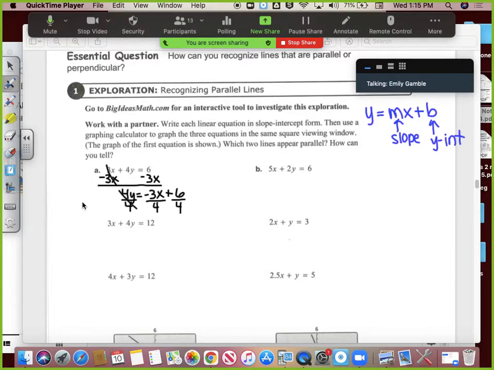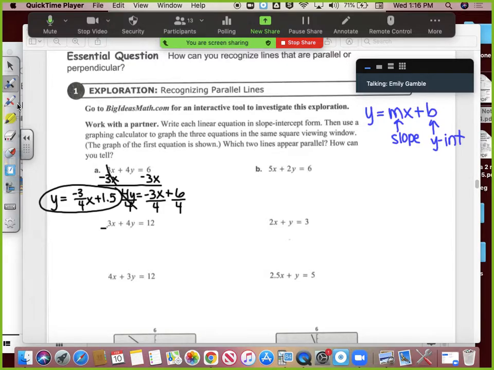When I do that, I'm going to get that my equation is y equals negative 3/4 x, and then 6 divided by 4 doesn't work out evenly. It's just 1.5, so I'm just going to keep it in decimal form since it's easier than a mixed number or an improper fraction for y-intercepts. So that first equation ends up being y equals negative 3/4 x plus 1.5.